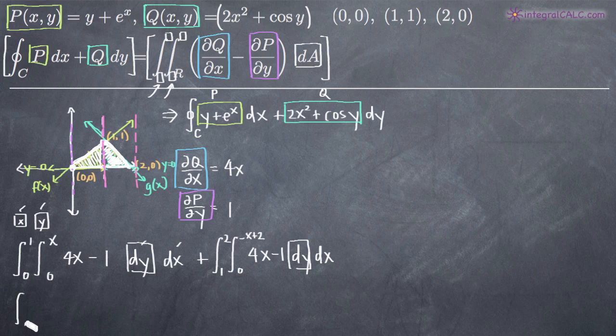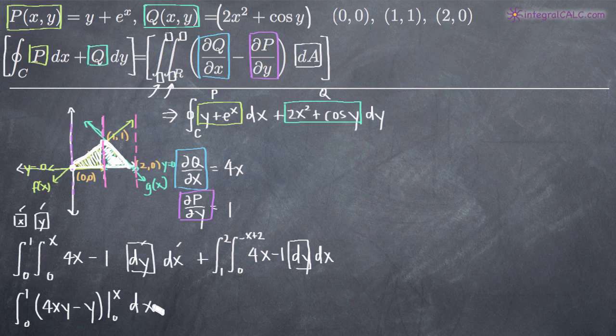We'll leave this outer integral because we have to deal with that later. Remember, when we integrate with respect to y, we treat x as a constant and y as the variable. So our integral becomes 4xy minus y. And we'll be evaluating that on the range 0 to x. We'll be plugging 0 and x in for y.